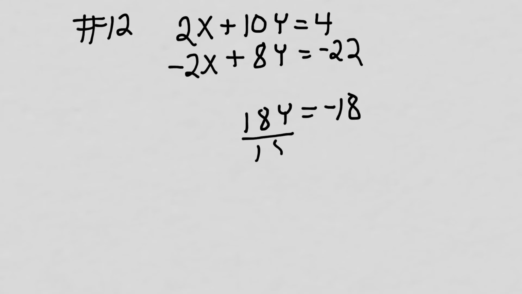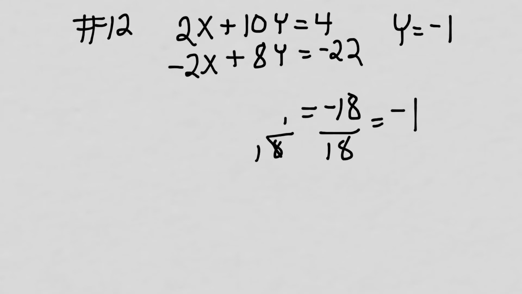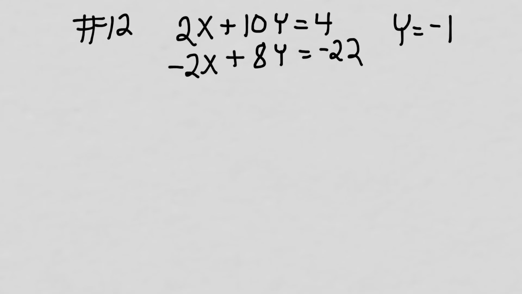Divide both sides by 18. Negative 18 divided by 18 is negative 1, so y equals negative 1. I want to erase this just to get some room to work. Now I'm going to put this negative 1 back into one of these two equations. I like the first one because it's all positives. Let's do this.